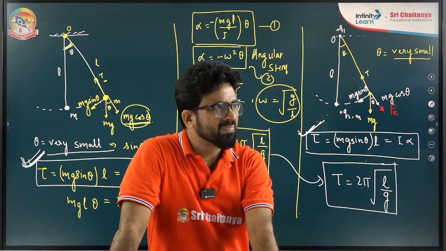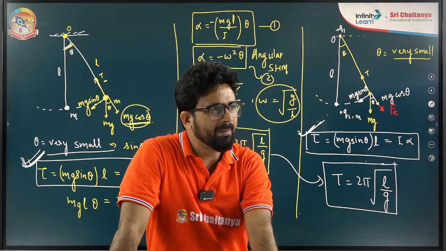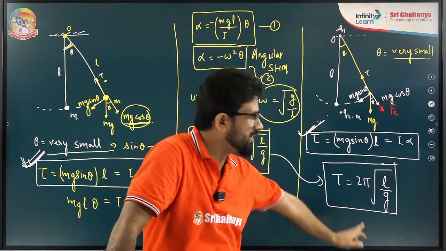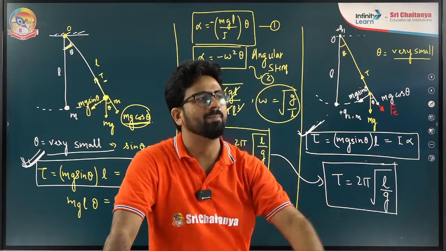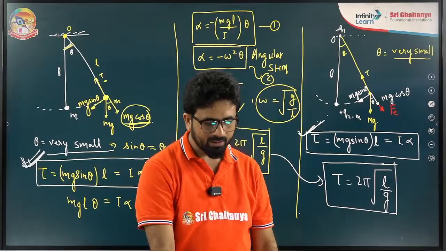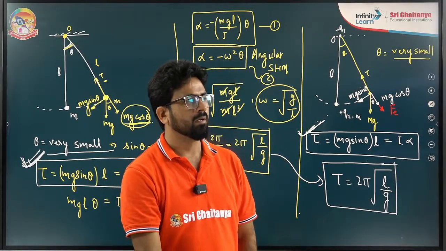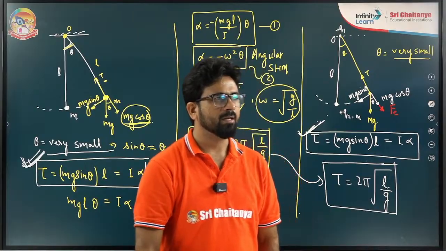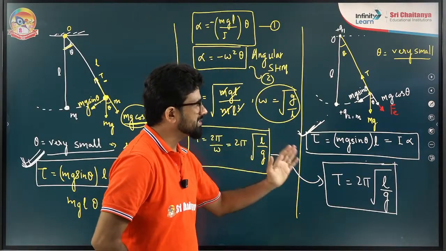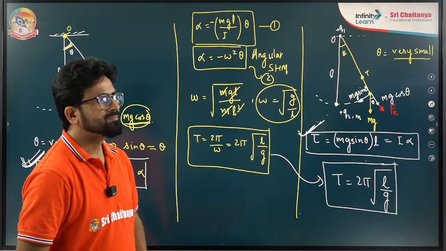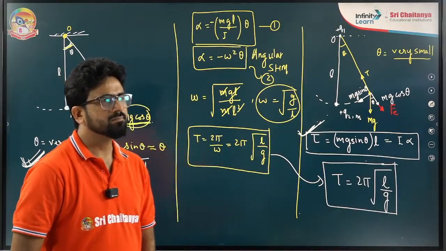Clear, beta? Chandana, Sudhakar, Mandeep, clear this thing, that the time period would be 2 pi under root L by G. Clear or not clear, beta? Please reply. This concept is clear. This question is clear to everyone.